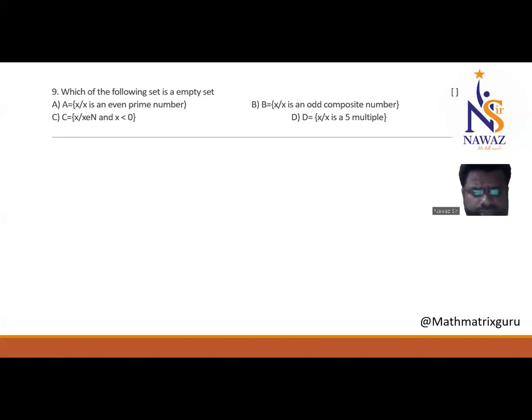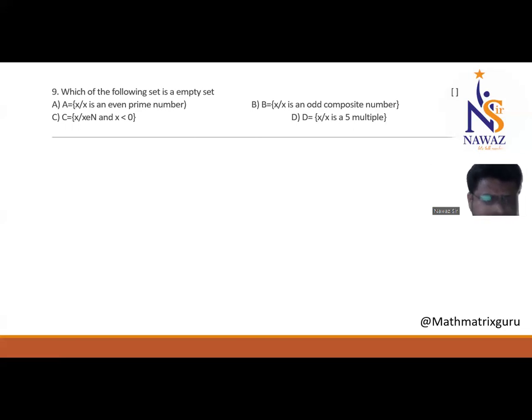Let's go for B. B is equal to x such that x is an odd positive composite number. Do we have an odd positive composite number? Yes, 15 we have. 9 is also an odd composite number, as well as 15 is also an odd composite number.